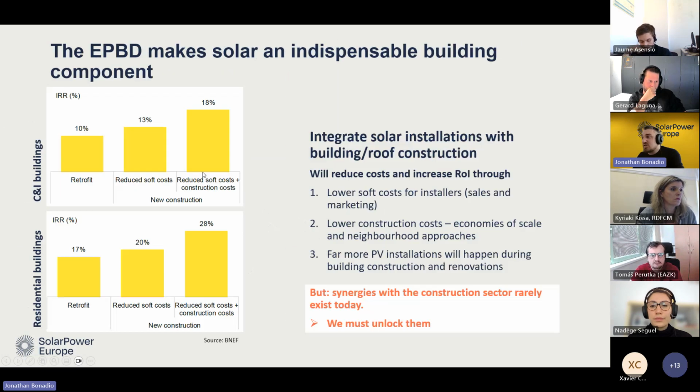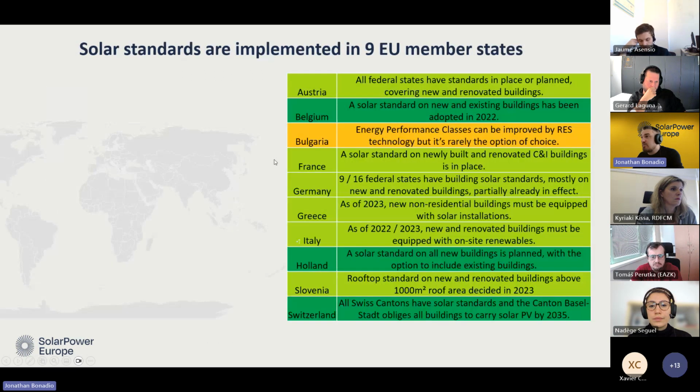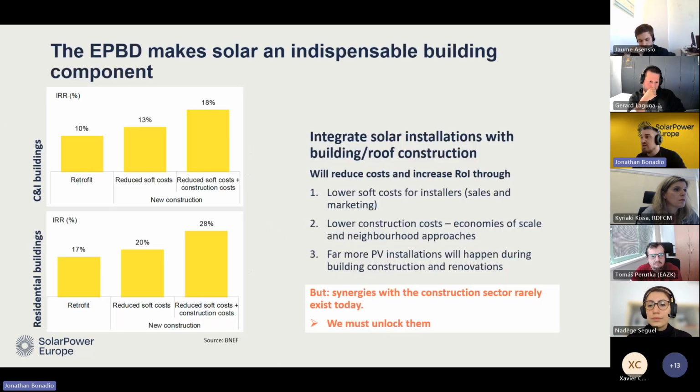There are already some standards in member states, so in 9 member states. I don't want to go deeper on it, but Belgium, Holland, Switzerland, for instance, have obligations on their rooftop. The good thing with building integration is that the building integration of solar reduces cost because of economies of scale, because of reduced costs for installer, like sales, marketing, because they all install together, so they have a whole package for the customer ready.